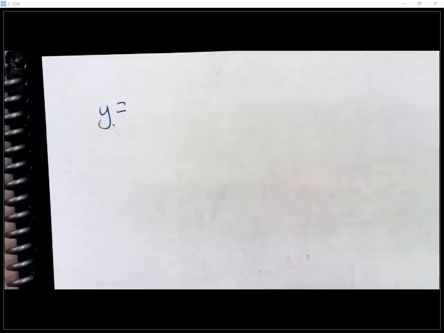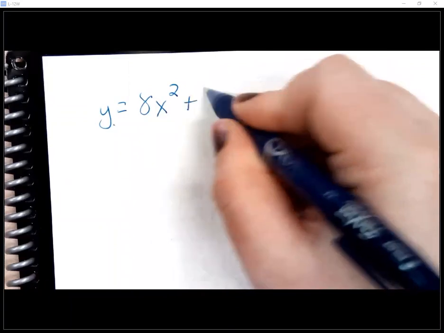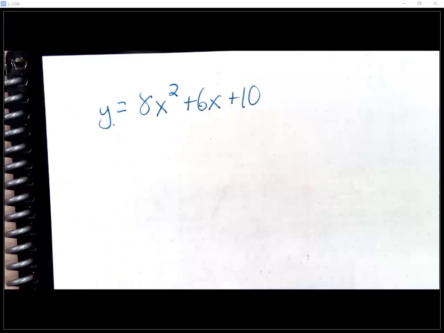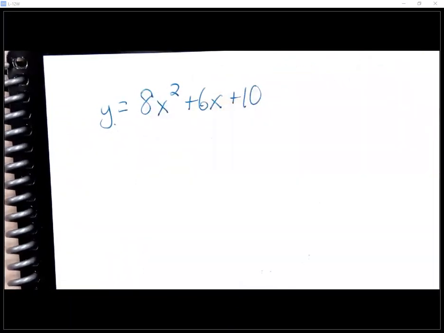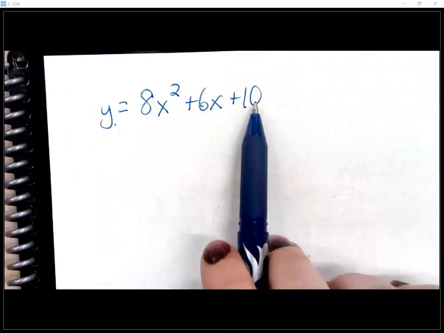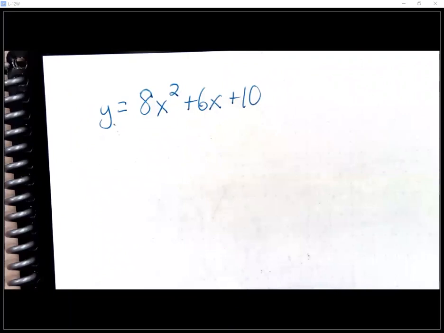Let's try this one. What if I gave you y equals 8x squared plus 6x plus 10? So this one, real quick, I just want to show you, if you try to factor this, say I was going to do slide and divide, 8 times 10 is 80. There aren't factors of 80 that add up to be 6. I can't solve this one by factoring. So although I love factoring, it wouldn't work in this case.